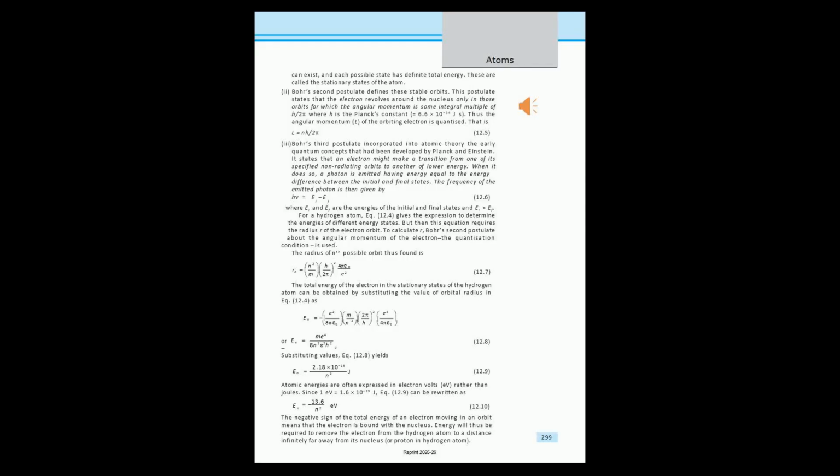Atomic energies are often expressed in electron volts rather than joules. Since 1 electron volt equals 1.6 × 10^-19 joule, equation 12.9 can be rewritten as En = −13.6 / n² electron volt. The negative sign of the total energy of an electron moving in an orbit means that the electron is bound with the nucleus. Energy will thus be required to remove the electron from the hydrogen atom to a distance infinitely far away from its nucleus or proton in the hydrogen atom.